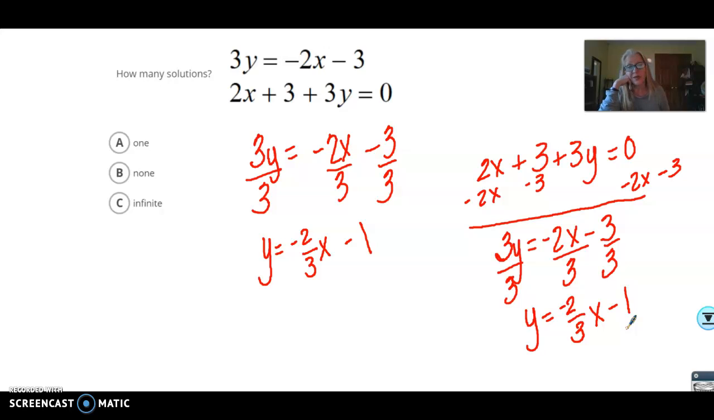So, what do you notice about these two equations? That's right, they're identical. So, this line here and this line here are the same line, which means they'll have infinite solutions. Okay? Well, that was fun.